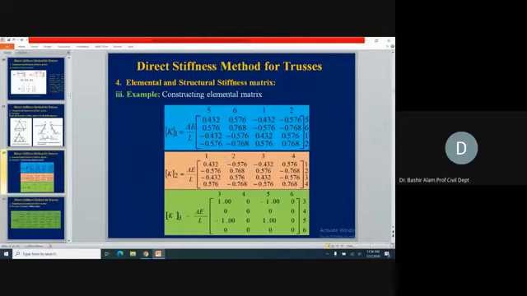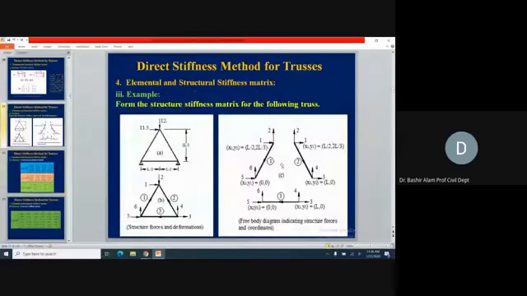Now let's confirm the address of this K2: 1, 2, 3, 4. So let's go to element 2. You see here, this was the starting. The arrow is pointing from top to bottom, so it means it is the starting. So 1, 2, 3, and 4. So the address is verified.